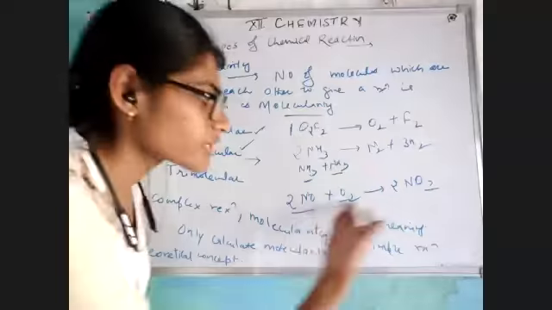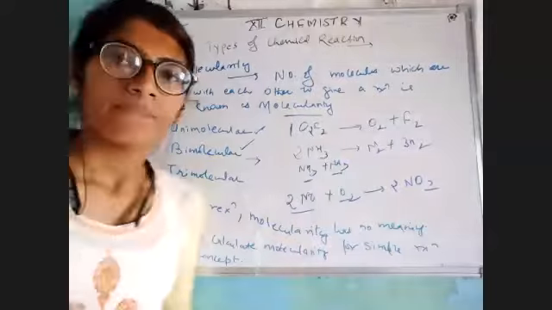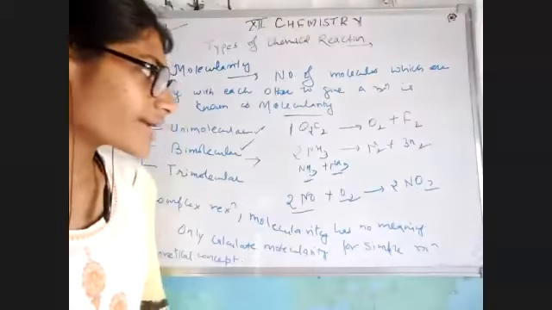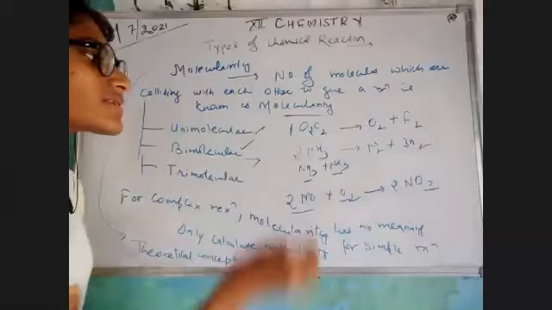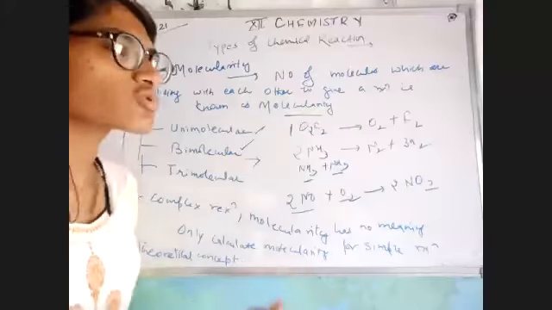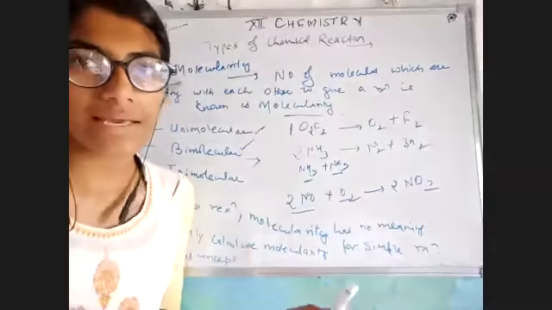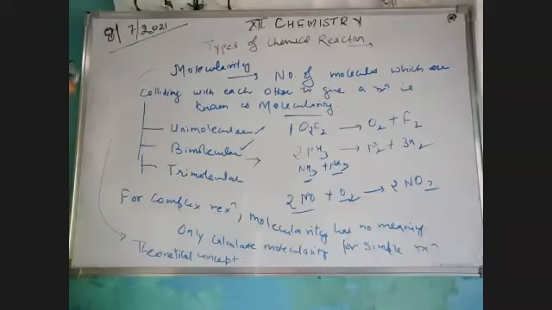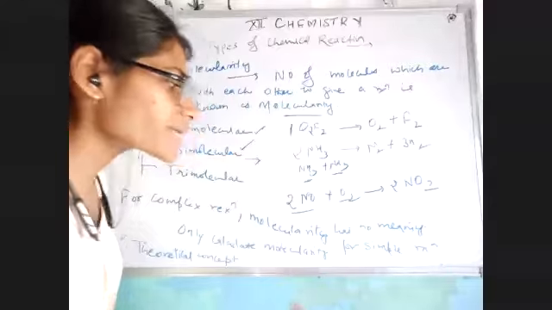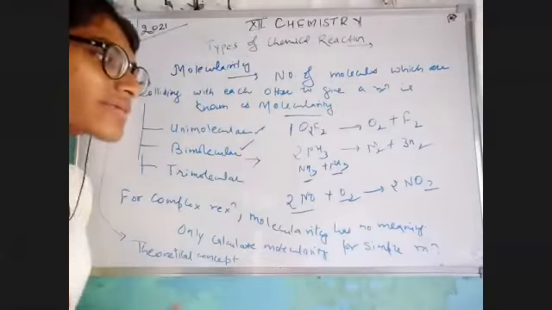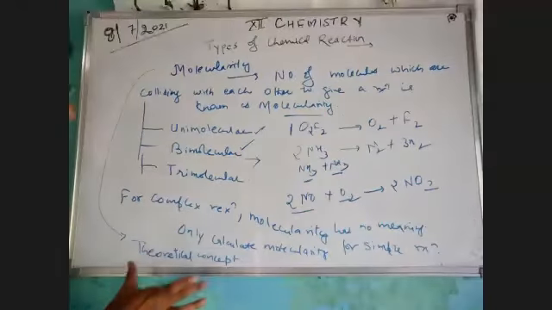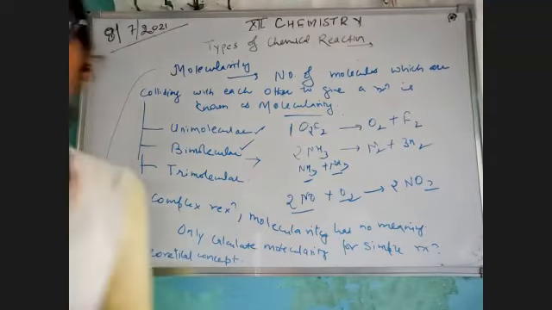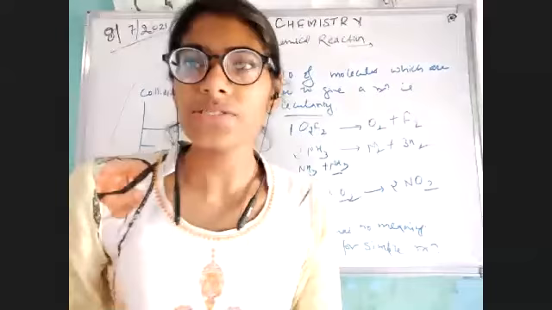Okay, so this is what I wanted to describe about the molecularity. The first point is the number of molecules colliding with each other, breaking the bond and making new bonds to get a product, is known as molecularity. For complex reaction, molecularity has no meaning. We can calculate molecularity only for elementary reaction. And last but not the least, this is totally a theoretical concept. Am I clear with it?